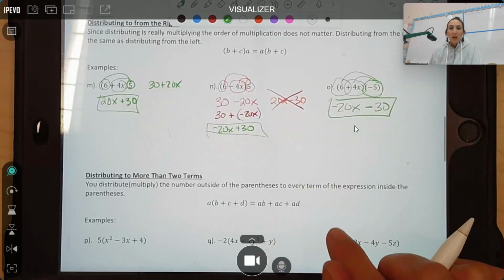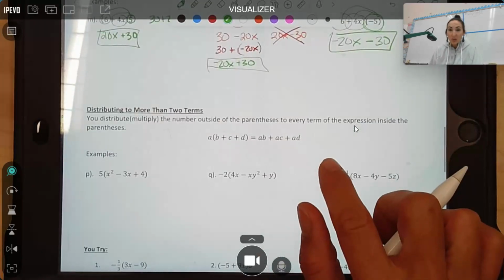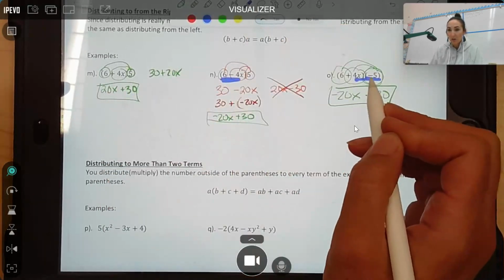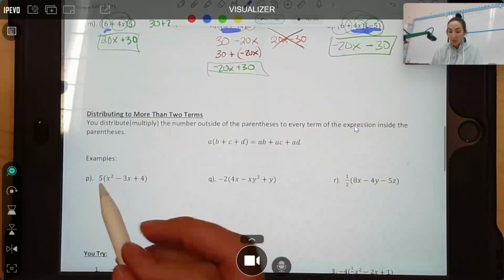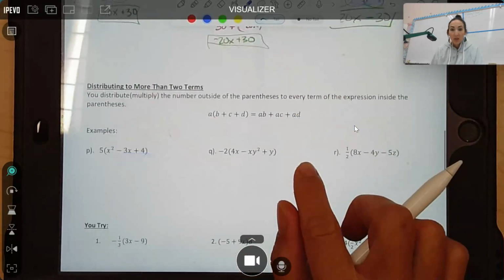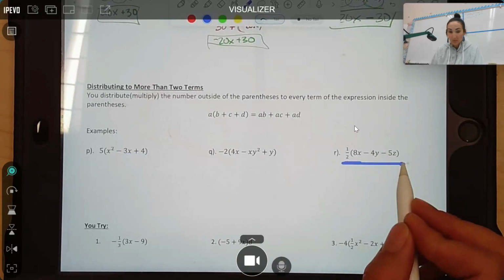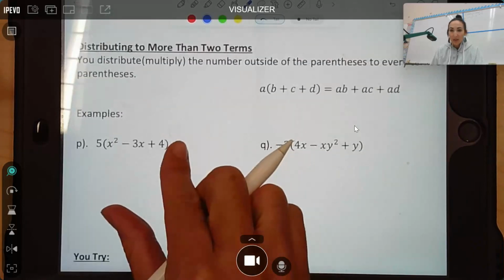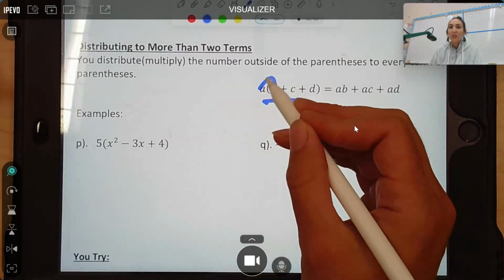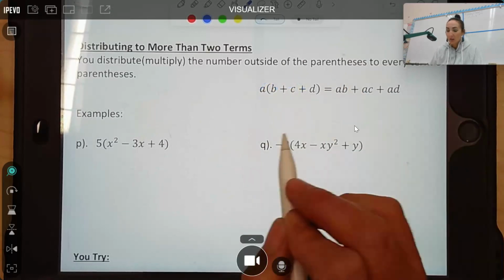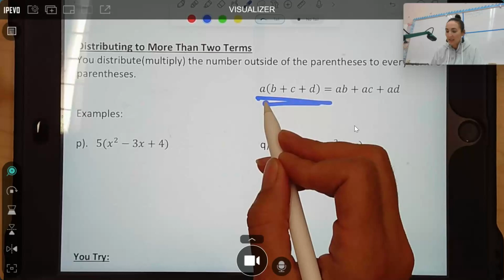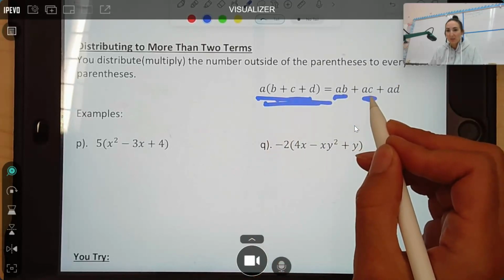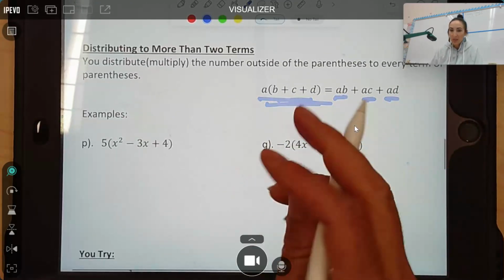Okay. You can also distribute to more than 2 things. So far we've only had 2 terms inside the grouping symbols, but there could be more. We could also distribute fractions. So when there's more than one thing, you just distribute to everything in that grouping symbol. So we can see here we have this A times the quantity B plus C plus D. You get A times B plus A times C plus A times D.